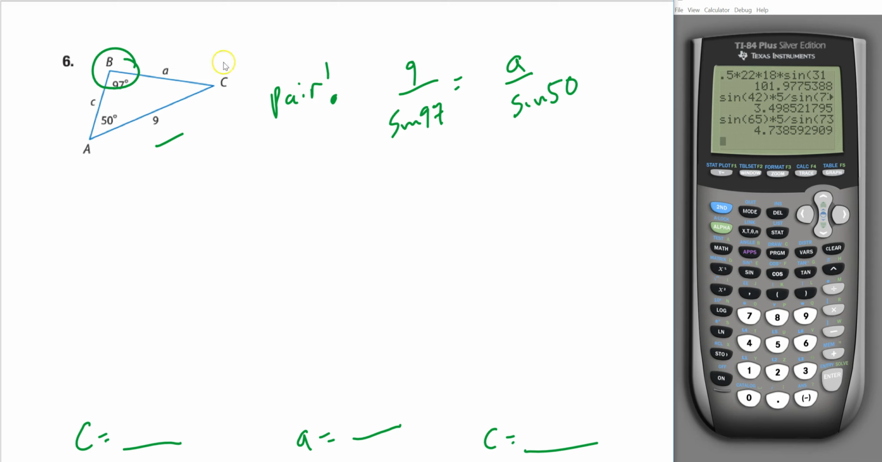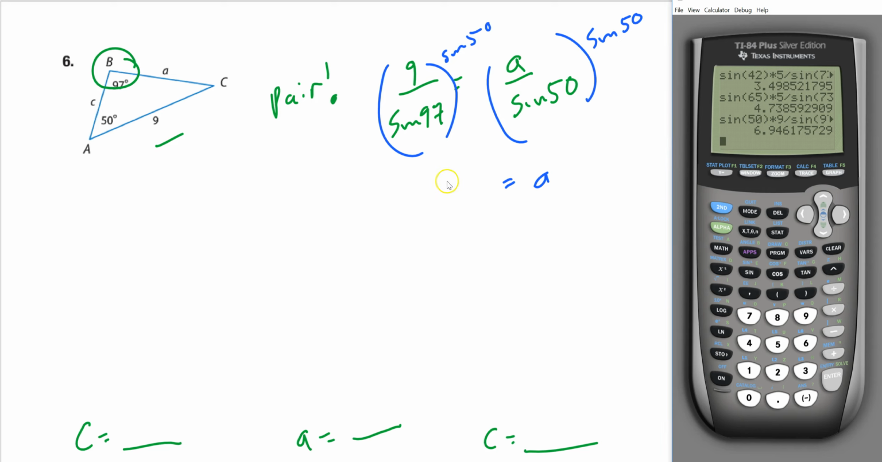And that's how we talked about. Let's multiply both sides by sine of 50. Again, it's because I had a pair, I had the B's, so I can set the proportion: B over sine of B equals A over sine of A. Multiply both sides by that, and A equals 6.95 rounded to the nearest hundredth. So that's my A. That's this side right here.